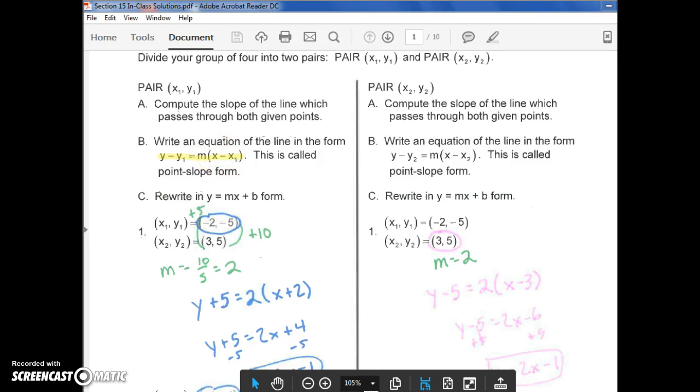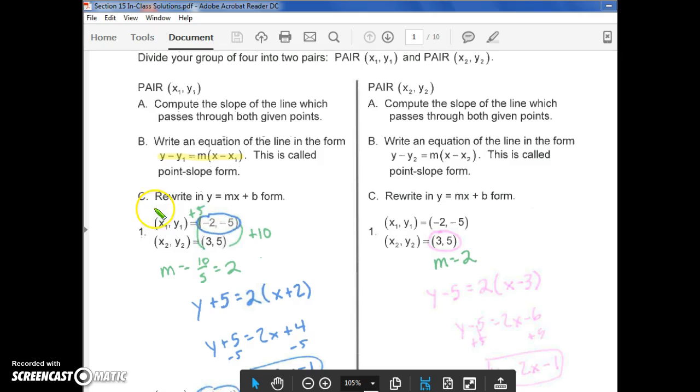So in question number 1, part A says compute the slope of the line which passes through both given points. Part B says write an equation of the line in the form y minus y1 equals m times x minus x1. That's the point-slope form. And then rewrite that equation in y equals mx plus b, slope-intercept form. So in other words, we're solving for y.